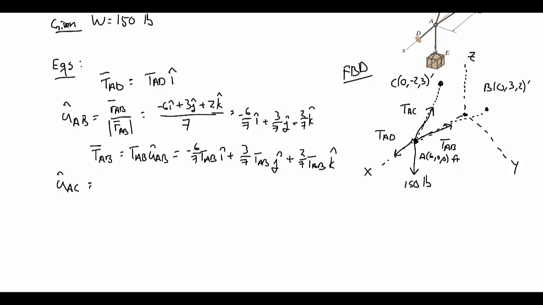So u hat AC is going to be RAC over its magnitude. C minus A is going to be 0 minus 6, which is negative 6i. Negative 2 minus 0 is minus 2j. And 3 minus 0 is positive 3k. This actually has the exact same magnitude as RAB, which is convenient. So I can write this as negative 6/7 i minus 2/7 j plus 3/7 k.